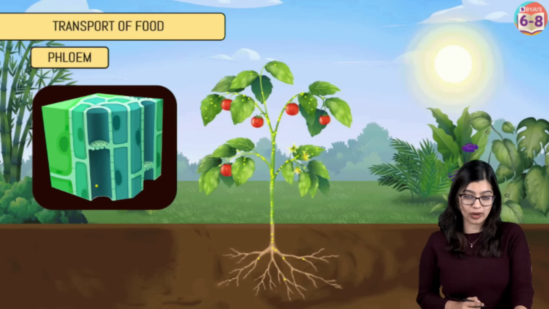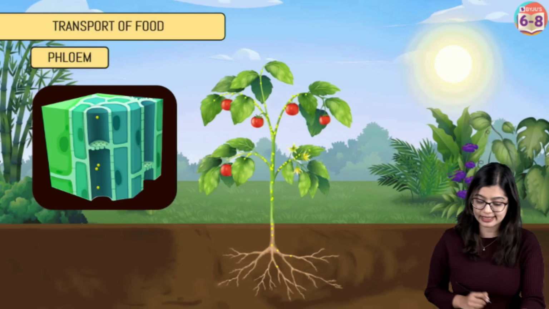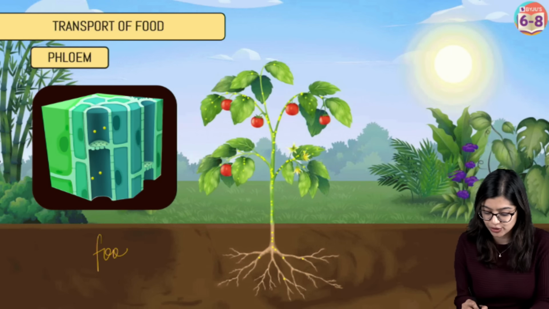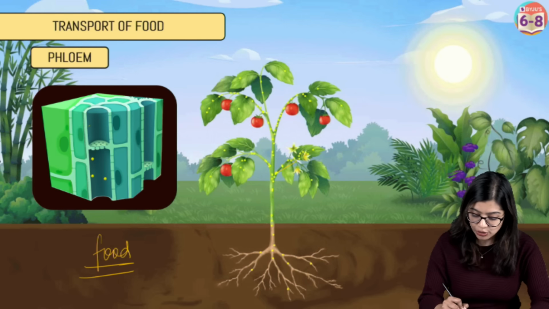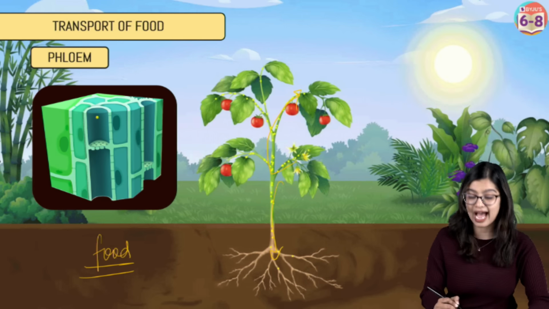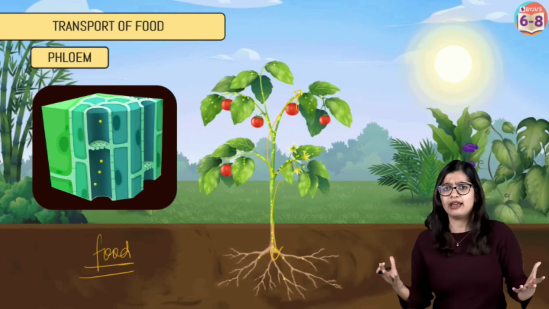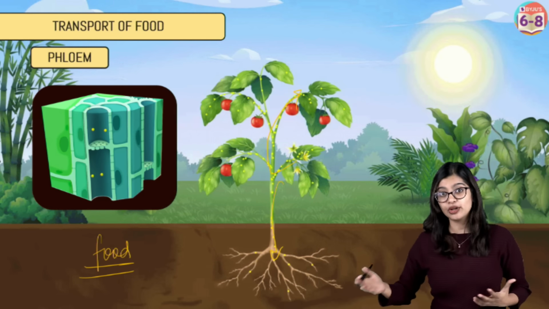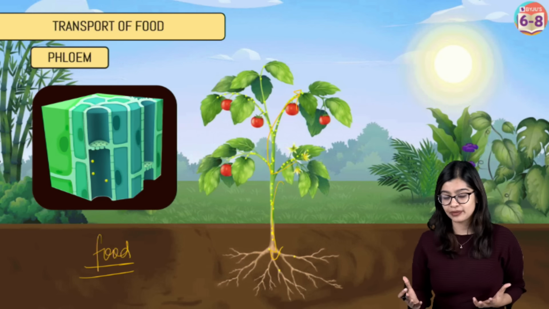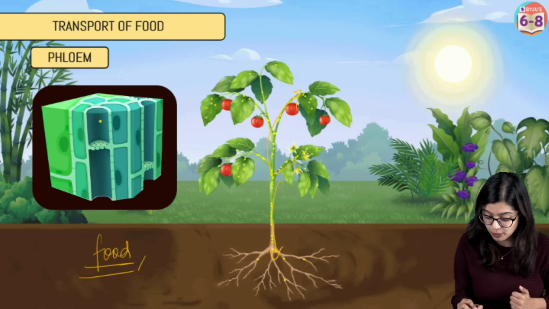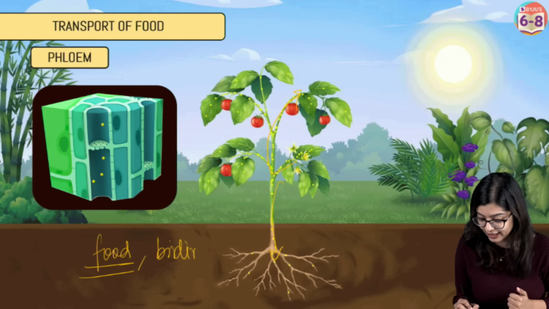Next up, we have phloem. Now, in the case of phloem, we see that phloem is primarily responsible for transport of food materials to both upper parts as well as lower parts, because, hey, all parts of the plant need food in order to produce energy.